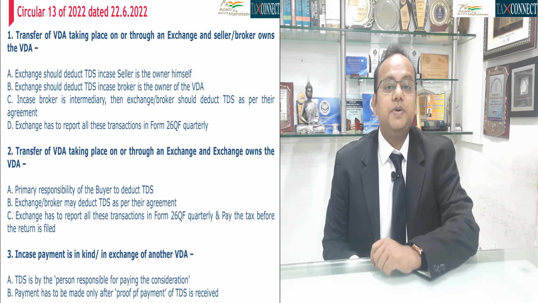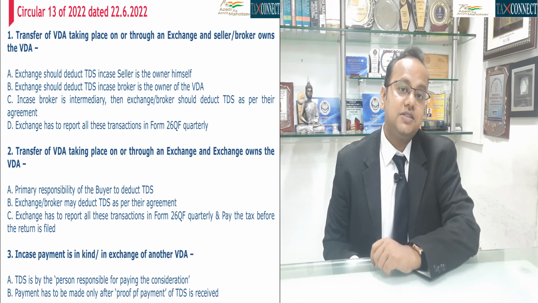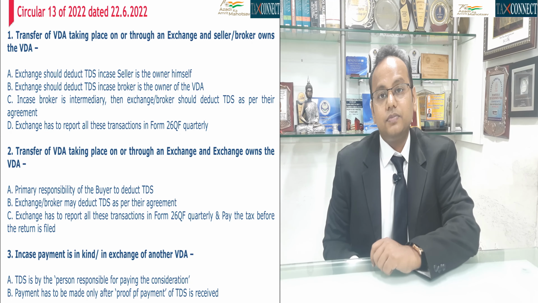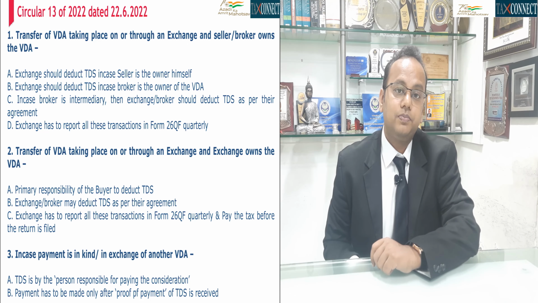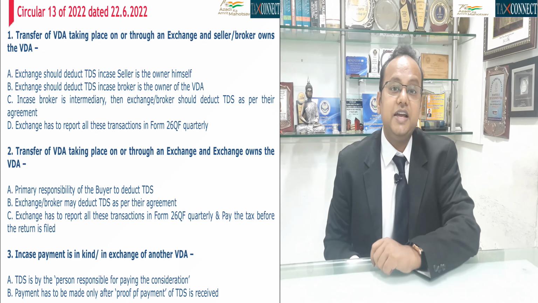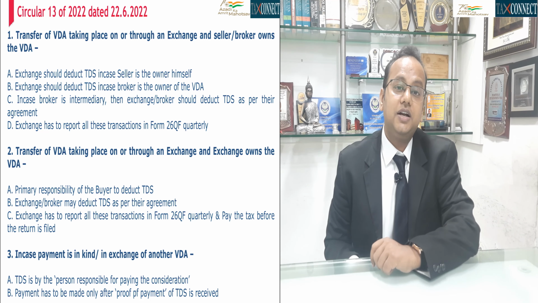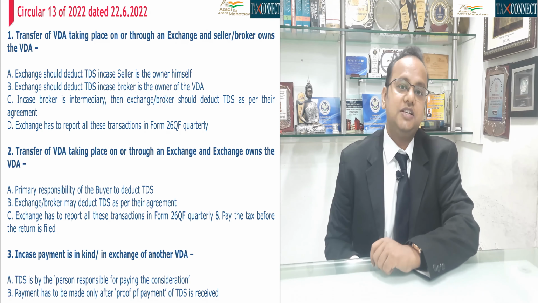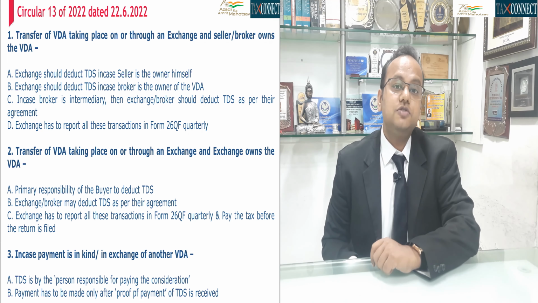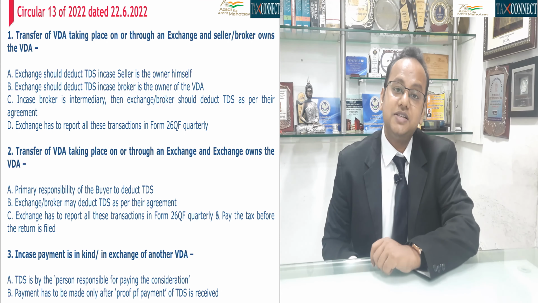Now, a major burden has been cast under 194S on crypto or VDA exchanges. In case the seller or the broker is the owner of a VDA which is being sold through an exchange, then it is the exchange who would deduct the TDS. In case a broker is a mere intermediary, even then there can be an agreement between the exchange and the broker that the exchange would be liable to deduct and pay the TDS under 194S, as has been clarified in this circular. The exchange would be required to fill in Form 26QE to disclose all these transactions.